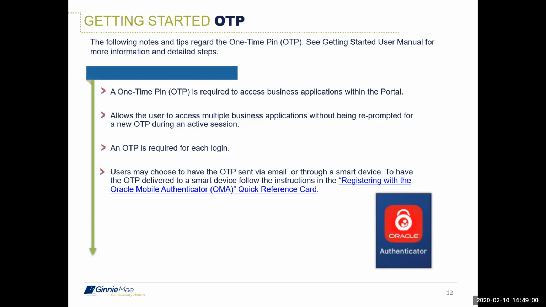So when you go to generate a one-time PIN to access the portal, you can have that one-time PIN either sent to your email address where you can retrieve it there, or you can have it generated through an app on a smart device called the Oracle Mobile Authenticator. You have to enter this OTP every time you log into the portal, okay? So I highly recommend that you register with the Oracle Mobile Authenticator, and here is why.